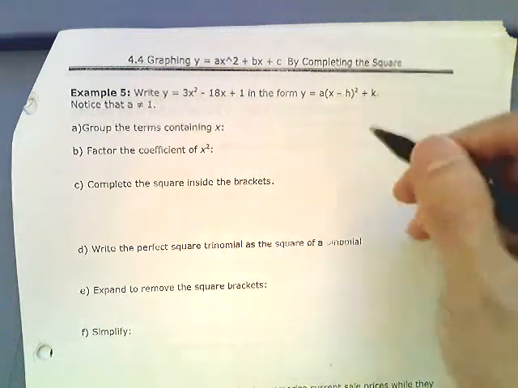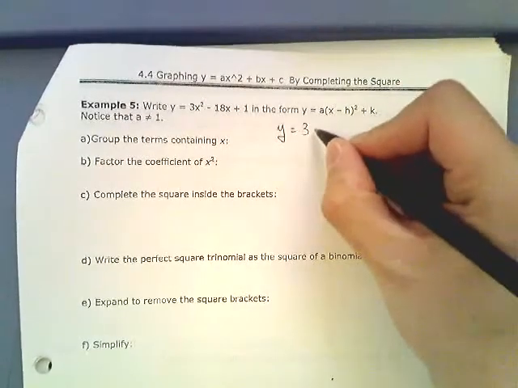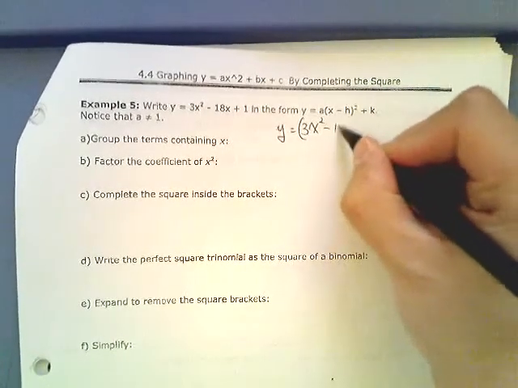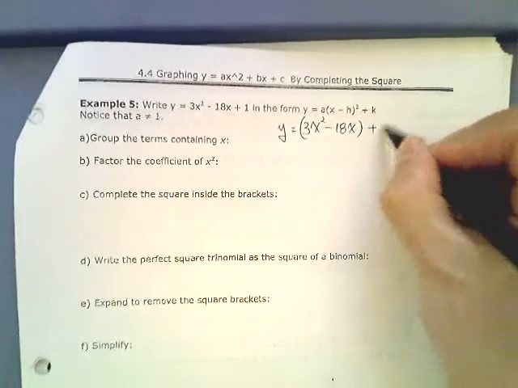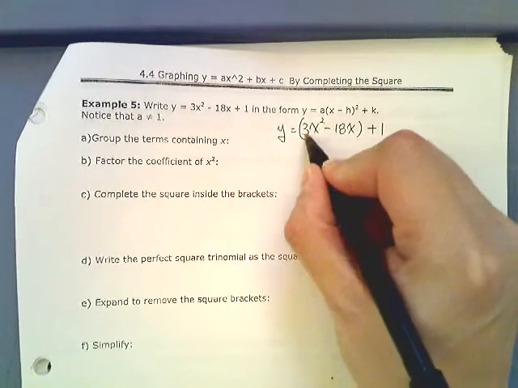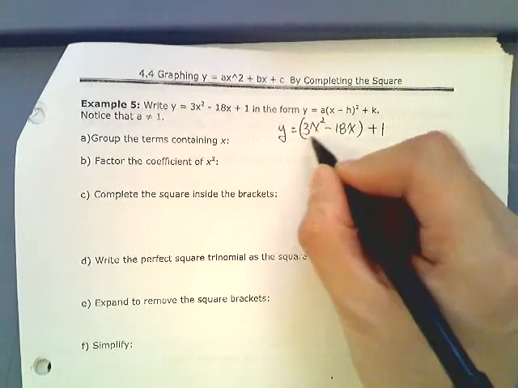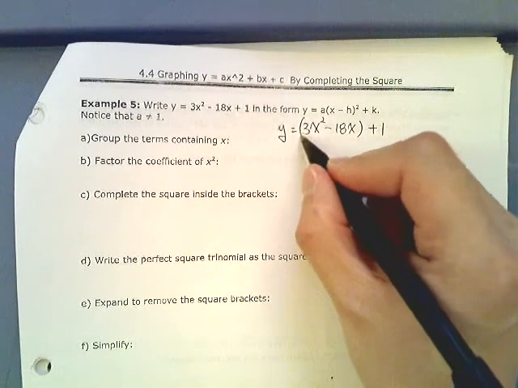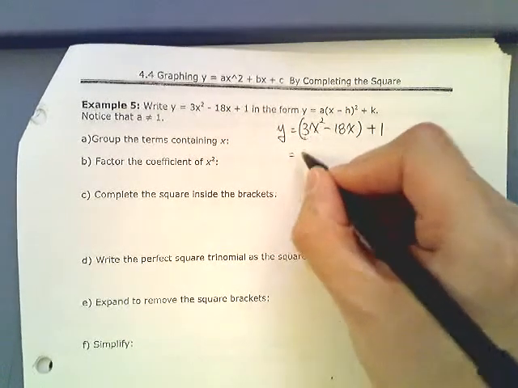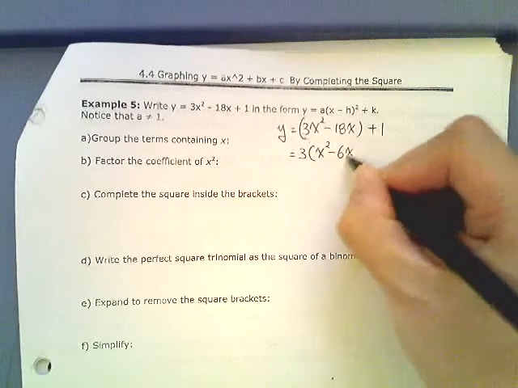So we have y equals 3. Now put the bracket around the first two terms. Plus 1. And the last one is outside. Now I have 3 in front of the x squared, so I have to take that out. We're not looking for the common factor here. We are just factoring the number in front of the x squared, which is the coefficient of x squared. So it is 3. Now the x squared minus 6x plus 1.